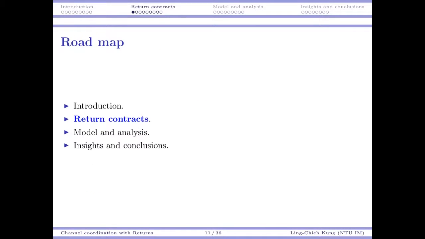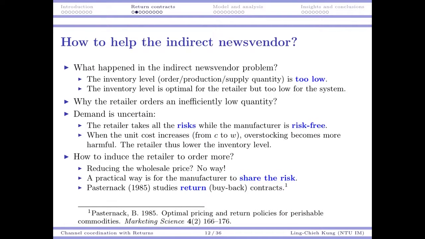Okay, so let's study return contracts. As we mentioned, we have that indirect newsvendor problem. Because the manufacturer sets wholesale prices, the retailer is facing a higher cost, and then the production quantity or the inventory level is too low. We know optimally the inventory level should be higher, but there's no reason for the retailer to order that much. Why does the retailer order such a small amount of inventory?